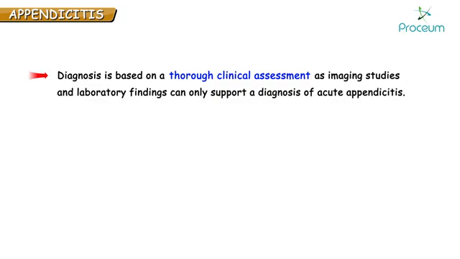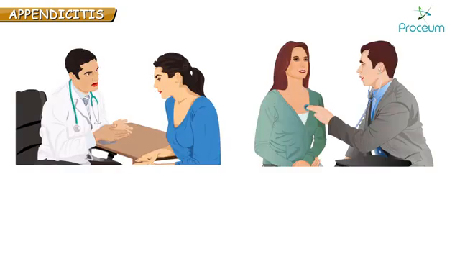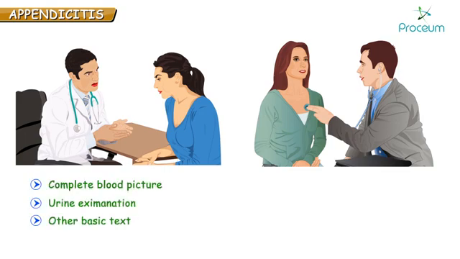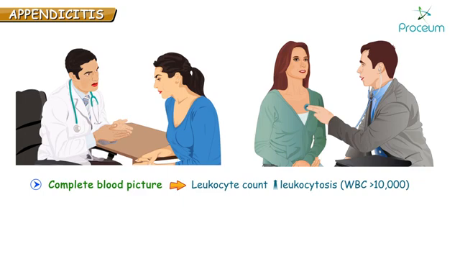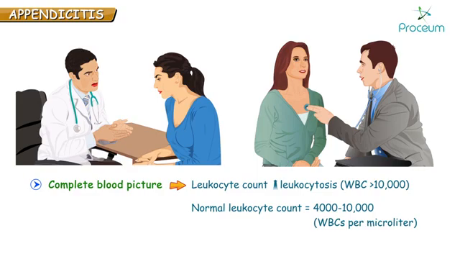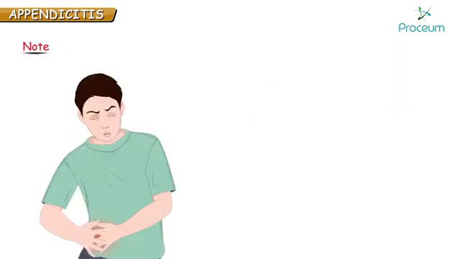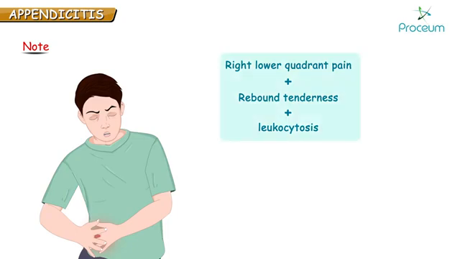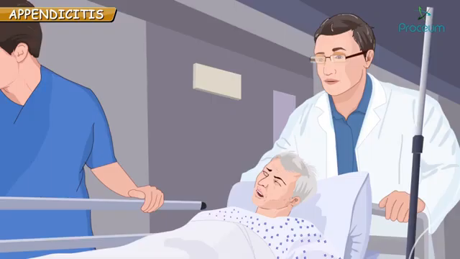Always remember, diagnosis of acute appendicitis is based on a thorough clinical assessment, as imaging studies and laboratory findings can only support a diagnosis. Now, after clinically assessing the patient, the doctor first orders routine tests like complete blood picture and complete urine examination, etc. Now, in the complete blood picture, you notice that the total leukocyte count of the patient is flaring up. The patient has leukocytosis. For that matter, you should know what the normal leukocyte count is. 4,000 to 10,000 is the normal leukocyte count. So any number greater than this is leukocytosis. Kindly remember, a patient with right lower quadrant pain and rebound tenderness showing leukocytosis means appendicitis. Now you are sure that this is appendicitis.